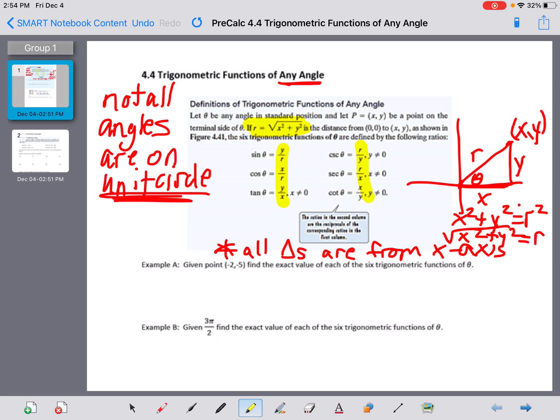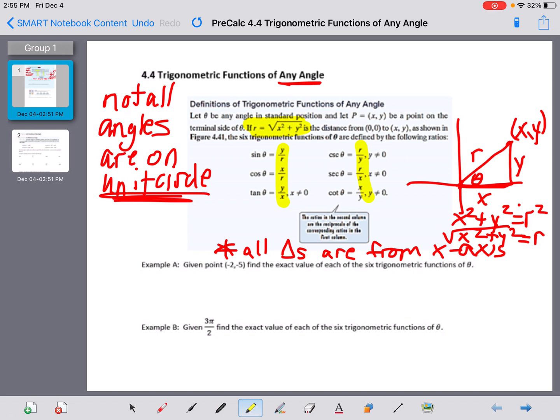The key on these is do not assume that your hypotenuse is 1, and because of that, we now need to do sine is y over r, not just y. Cosine is x over r, not just x. And to be honest, once you were real careful on the sine and cosine, everything else is going to be found the exact same way as before, as long as you did the reciprocal parts. So let's look at our first one.